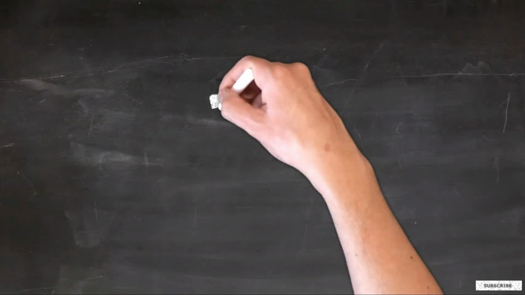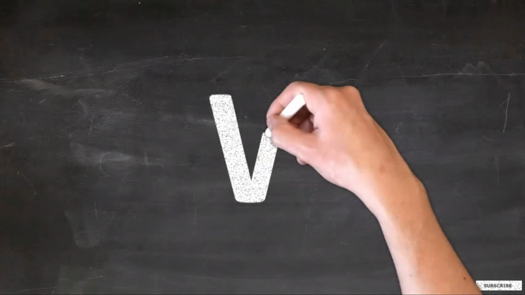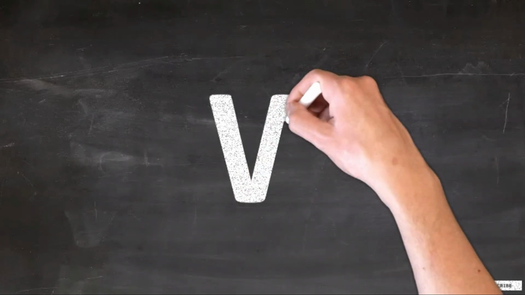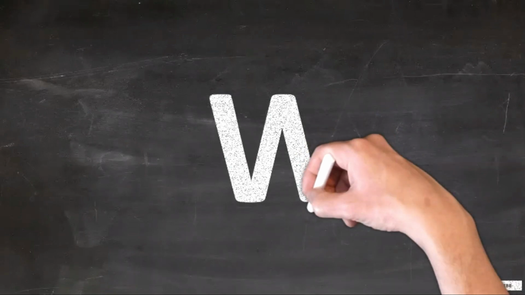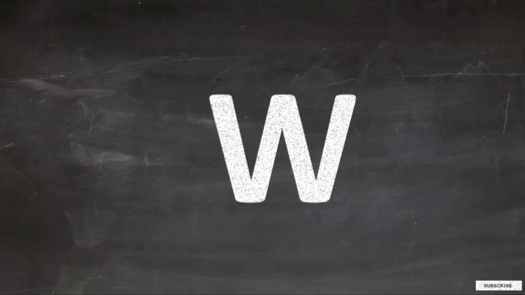Start from the top, draw a slanting line down to the right, then up to the right. Draw another slanting line down, then draw a slanting line up to the right. This is capital W.